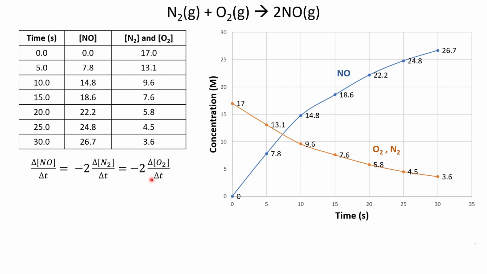Where is this 2 coming from? Well, it's coming from the stoichiometry of this reaction. Now, nitrogen and oxygen have a 1-to-1 stoichiometric ratio, so they are going to be the same. So when we have 1 mole of nitrogen and 1 mole of oxygen, how many moles of product form? 2 moles of product form. So the rate of increase of nitrogen monoxide is going to be twice the rate of decrease for our nitrogen and oxygen. Hence, we need a coefficient of 2 in front of our nitrogen and oxygen rates to make sure that they're equal to our product rates.